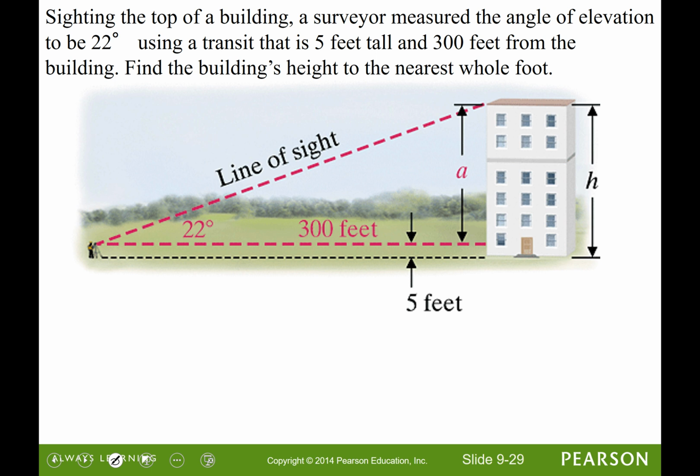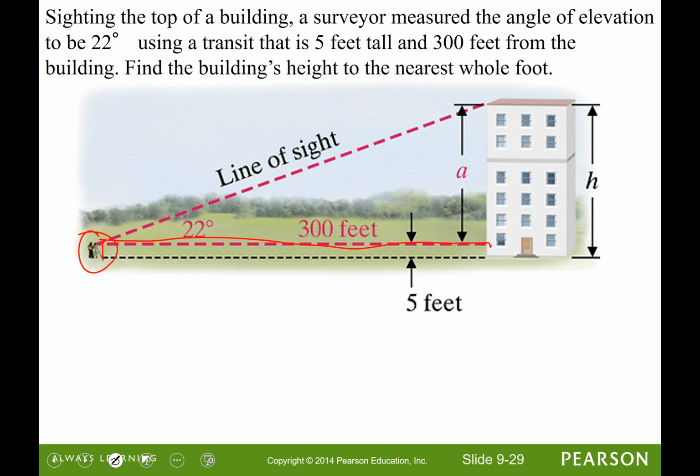Okay, sighting the top of a building, a surveyor measured the angle of elevation to be 22 degrees using that instrument we talked about, the transit that measures angle measures. That is 5 feet tall and 300 feet from the building. Okay, so the transit's right here. It's 5 feet tall and 300 feet away from the building. Two easy measures to obtain. Okay, find the building's height to the nearest whole foot.